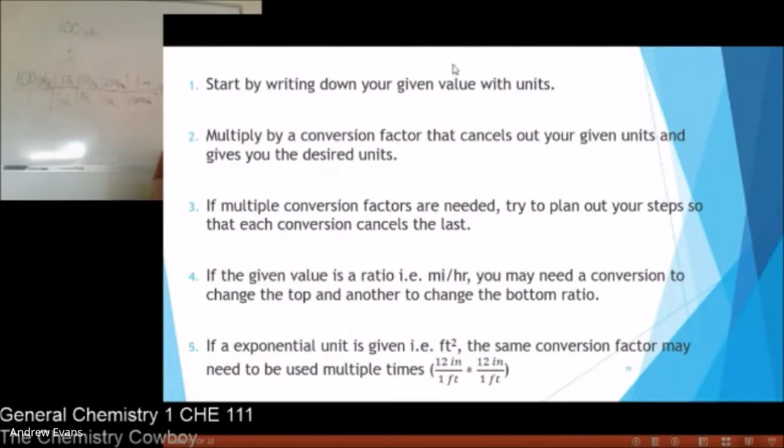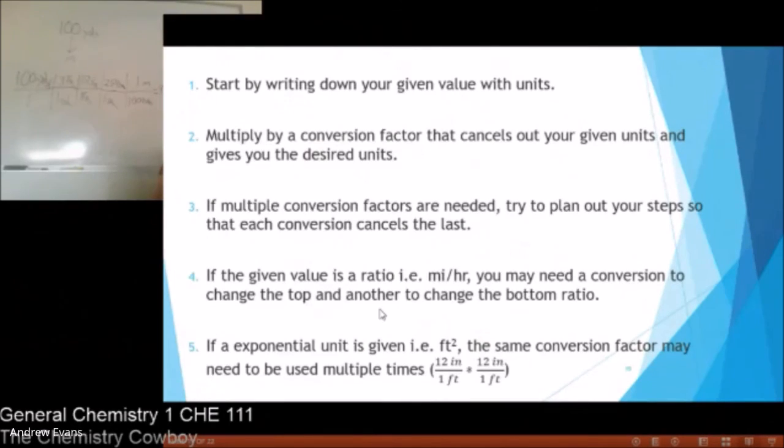So you notice I started by writing down my given unit. I multiplied by a conversion factor that cancels out the given units and gets me to the desired unit. If I used multiple conversion factors, I need to plan ahead and go step by step. Try to cancel out the last one and then the next, moving stepwise until I get to the final unit. Now, sometimes you'll have a ratio, like miles per hour. You may need a conversion to change the top and another to change the bottom.